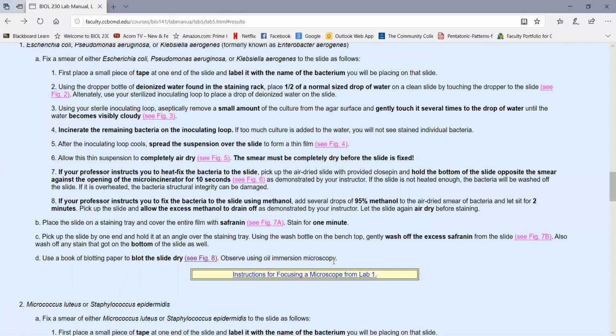And remember, before this lab starts, review the focusing video back from lab 1, or review your focusing steps from lab 1. And once you have the slide in focus and you've moved it to a good area where you can actually see the shape and arrangement, then you can call me over and tell me what the shape and arrangement is.